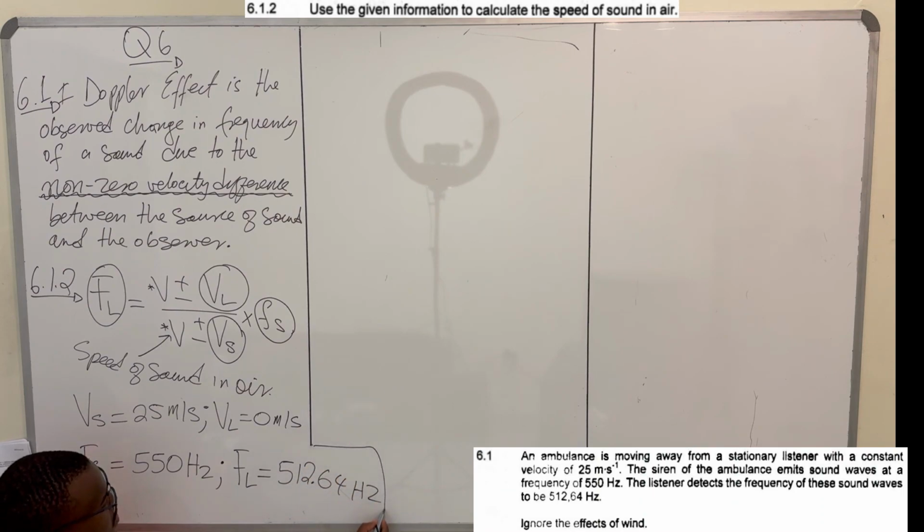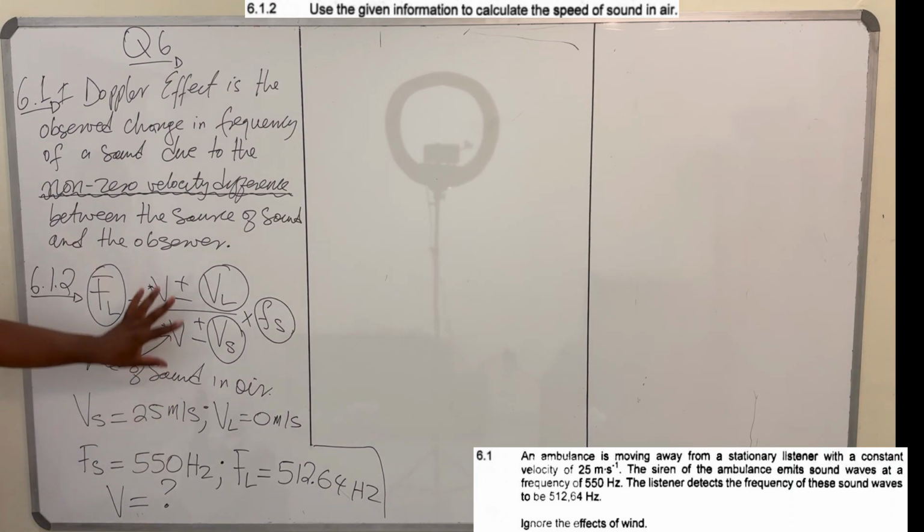This is the frequency of the listener. No problem. What do we want? What we want here is the speed of sound in air, which is V, this part over here. No problem. So the next thing that we do is substitute this information into this formula here. That's what we need to do. So what do we do from here?